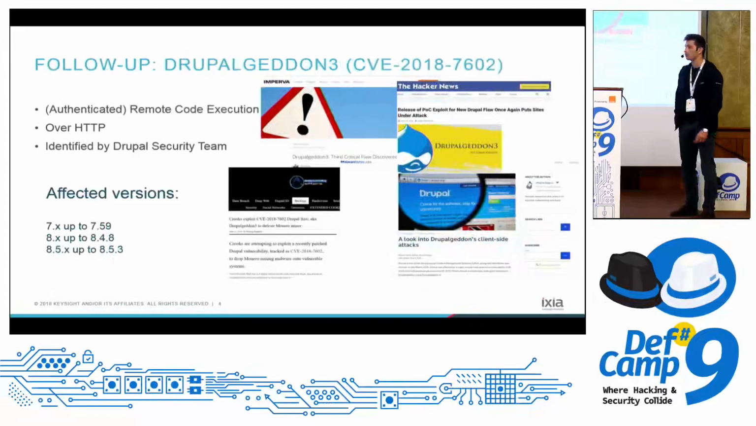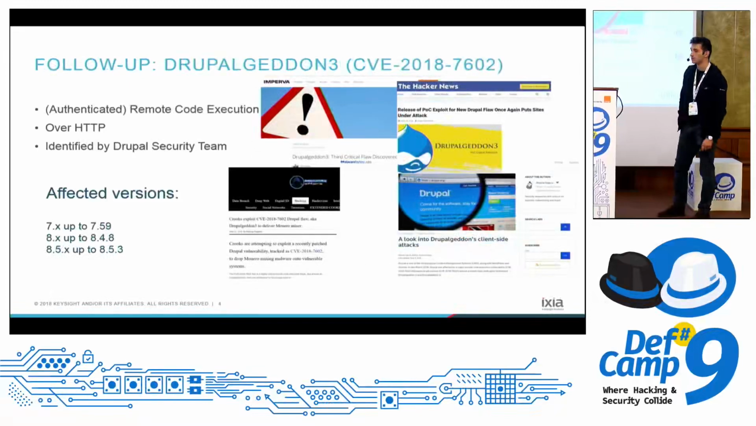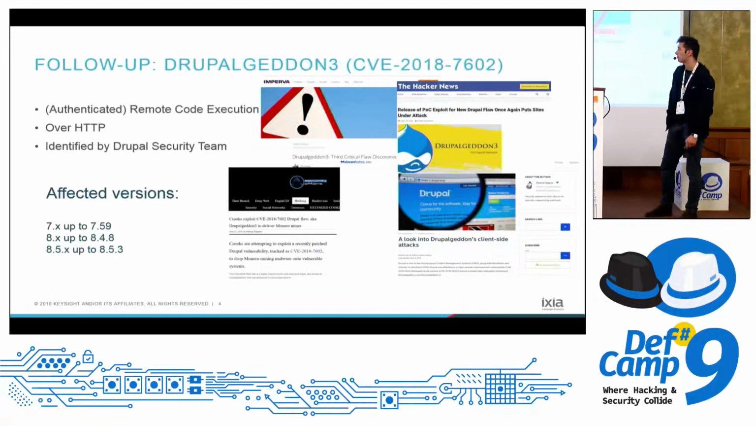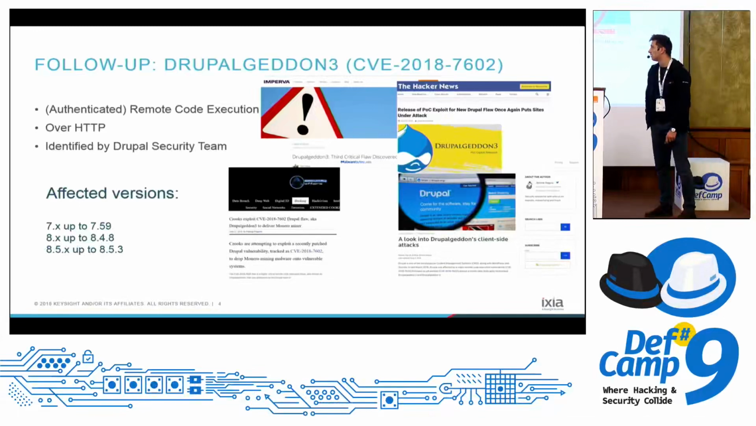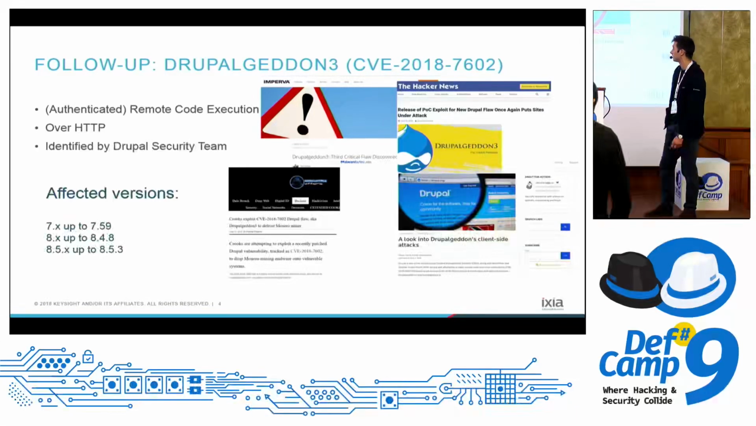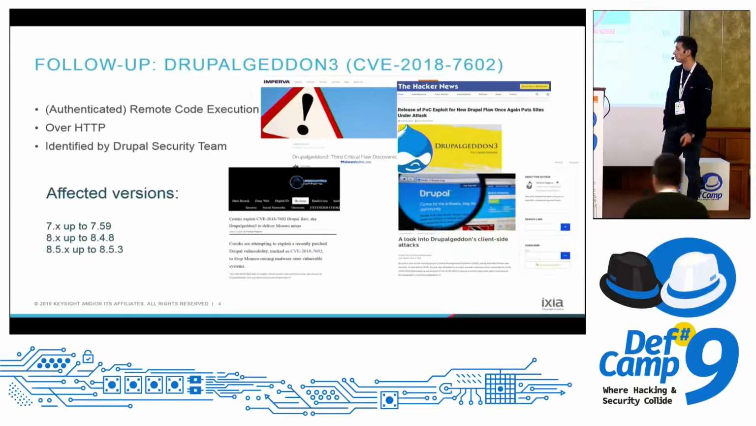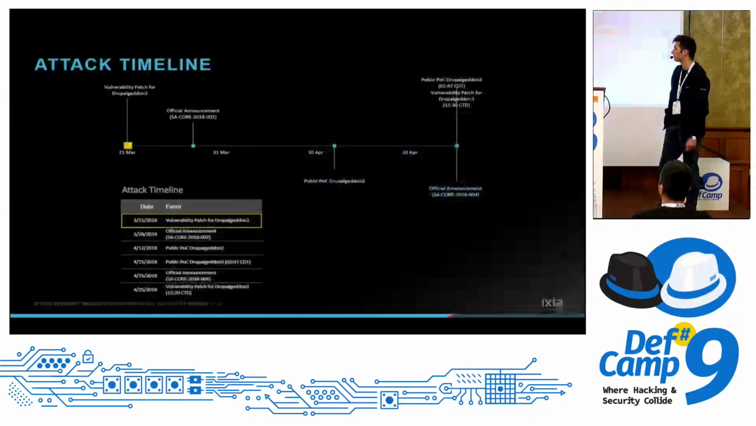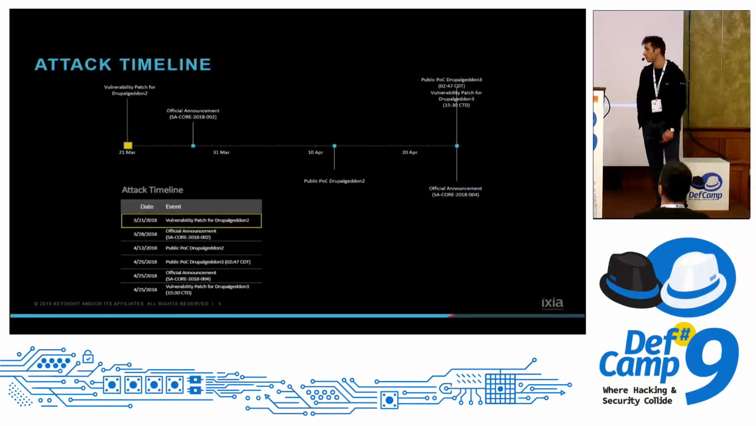As a follow-up, 2 weeks after the initial vulnerability was identified and patched, another vulnerability, this time an authenticated remote code execution vulnerability, has appeared. This also made a lot of noise in the wild, and it made the headlines of a lot of articles. So you might wonder what happened. Let's take a look at the attack timeline.